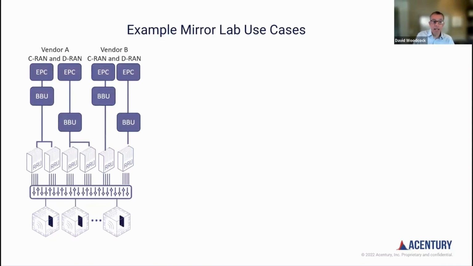It looks like vendor A is used in high-density areas with two-carrier aggregation, with both CRAN and DRAN configurations. Vendor B is used for lower density sites, perhaps rural areas, and only single carrier deployments, but they also have both CRAN and DRAN configurations.